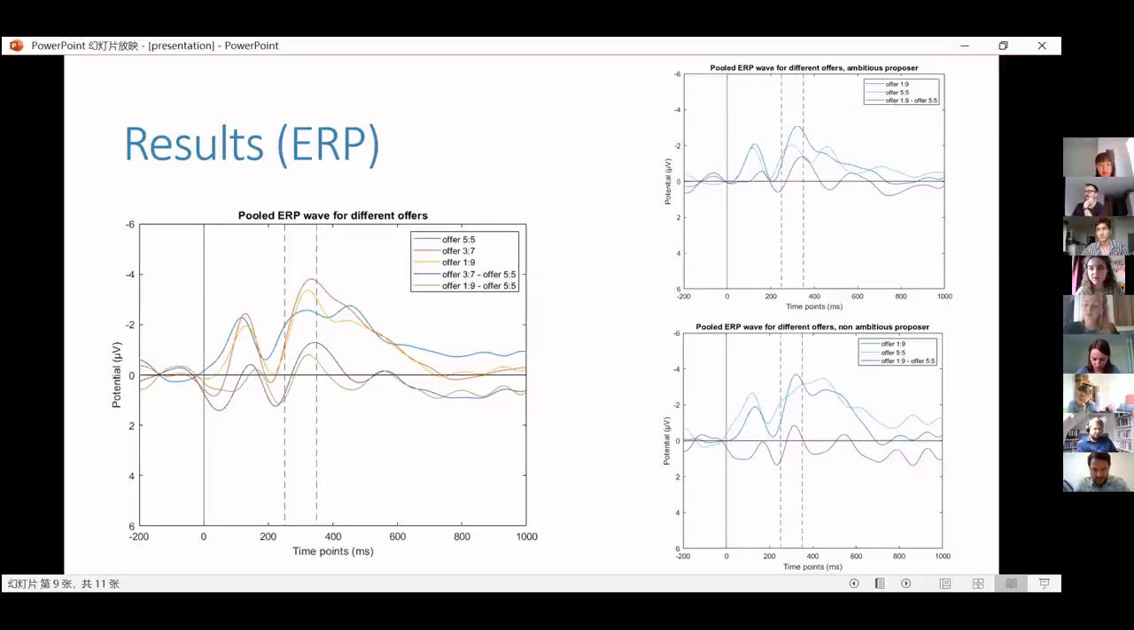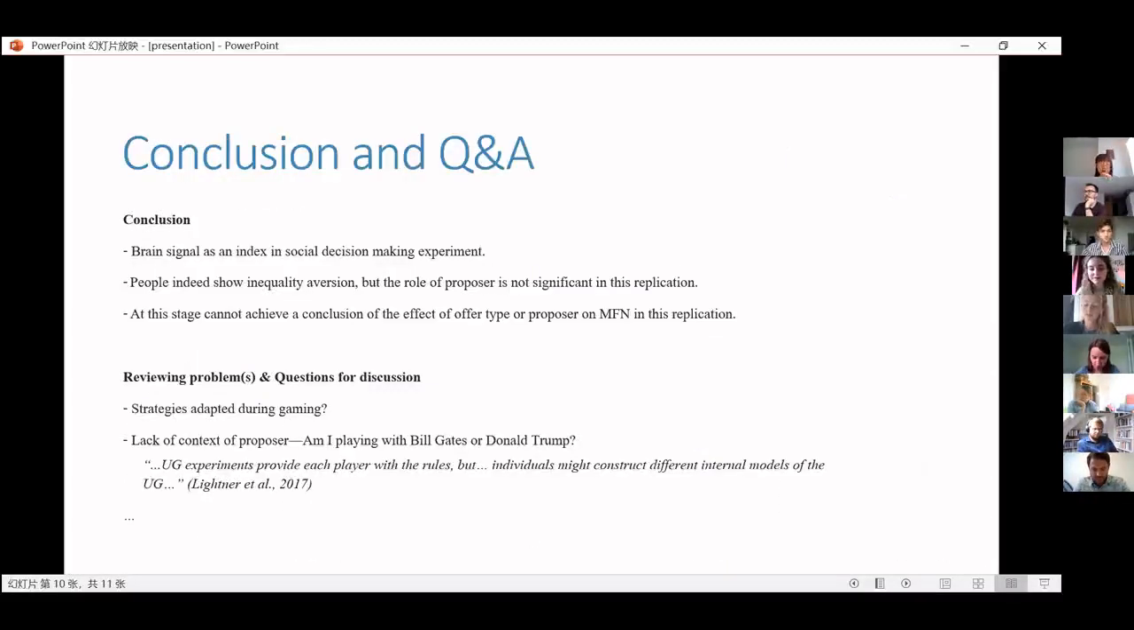And as a conclusion, I showed you my attempt to study social decision making using brain signal as an index. The behavior results show that people are indeed averse to inequality, but the role of proposer is unfortunately not significant in this replication. Also, the effect of offer type and proposer on MFN is not significant in this replication.